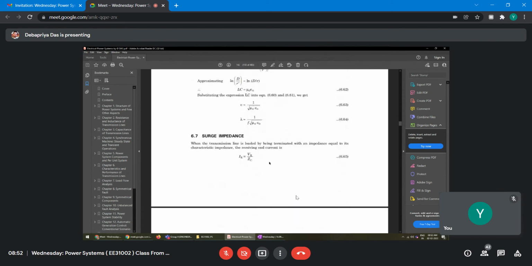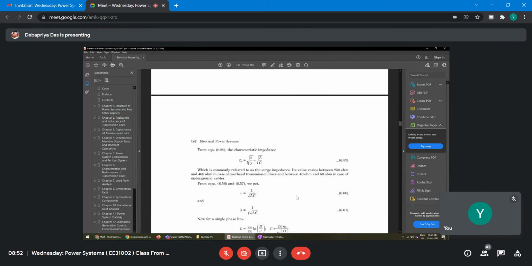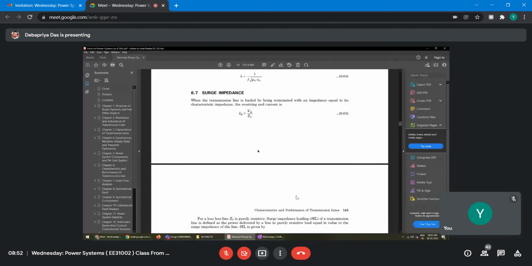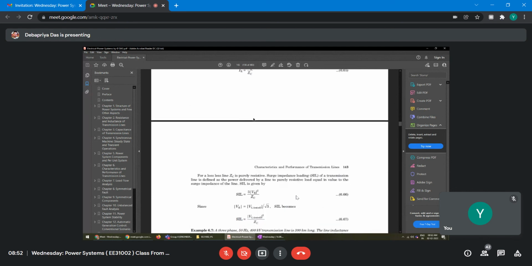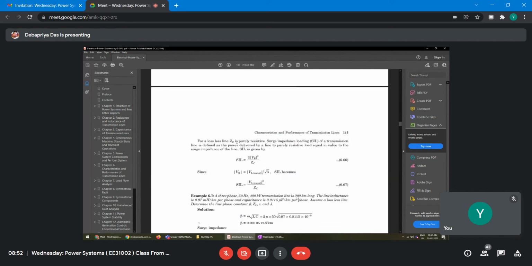Now regarding surge impedance: when the transmission line is loaded by being terminated with an impedance equal to its characteristic impedance, ZC, then the magnitude of receiving end current will be VR upon ZC. This is a simple thing. For a lossless line, ZC is purely resistive, because we are assuming R is equal to 0 and G is equal to 0. So surge impedance loading of a transmission line is defined as the power delivered by a line to a purely resistive load equal in value to the surge impedance of the line. That is your SIL.